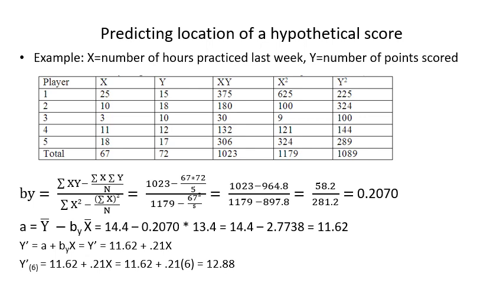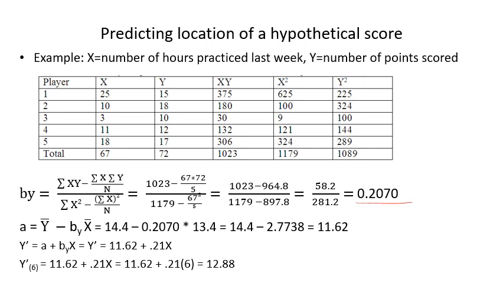So we can plug in everything here, though. The sum of xy, which is 1023, minus the sum of x, which is 67, times the sum of y, which is 72, divided by n, which is 5. And then you just have to divide that by the sum of squares x. You get a final answer for slope of 0.2070. Again, I kept it to 4 decimal places just because it's an intermediate step.